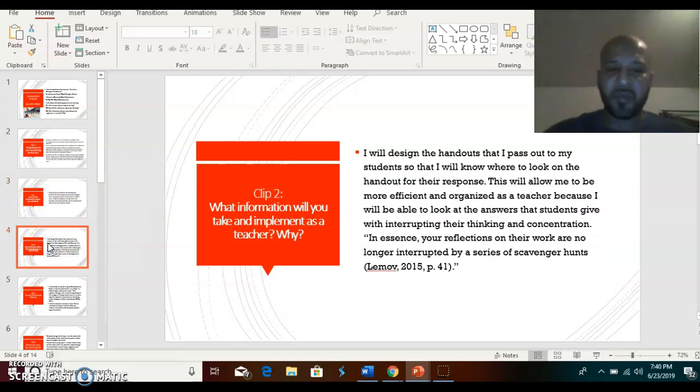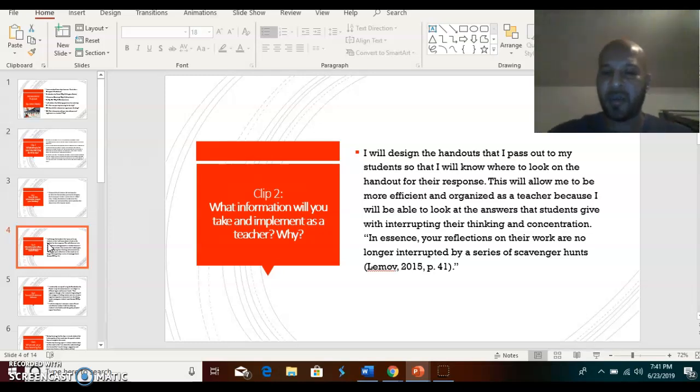What information will you take and implement as a teacher and why? I will design handouts that I will pass out to my students so that I will know where to look on the handout for their response. This will allow me to be more efficient and organized as a teacher because I will be able to look at the answers the students give without interpreting their thinking and concentration.